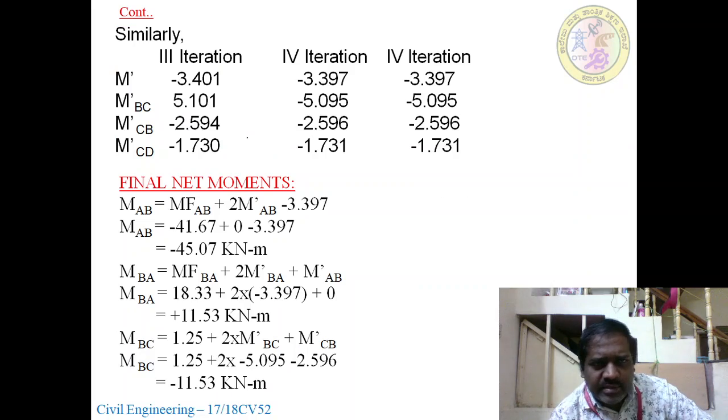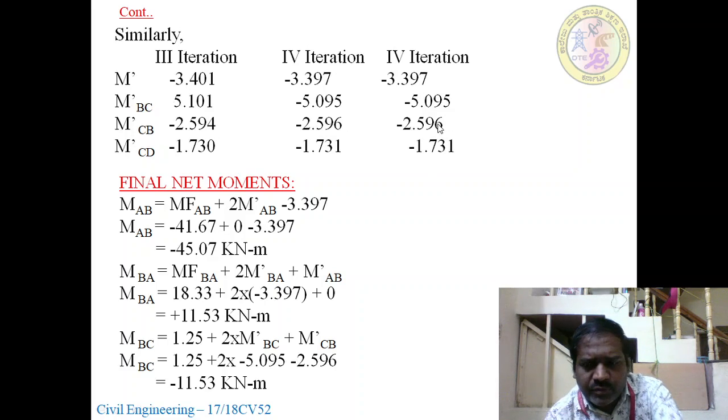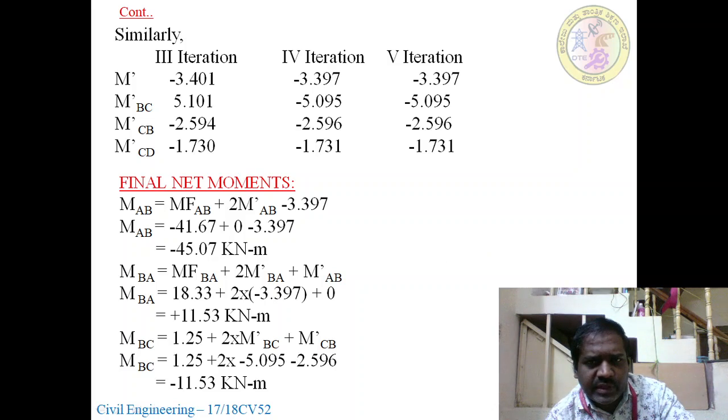Similarly, the third iteration, fourth iteration and fifth iteration. You have to check with the fourth iteration and fifth iteration. Here some correction is there, so we are considering the fourth iteration and fifth iteration. The fifth iteration will be the final contributional moments. Then next, the final net moments.